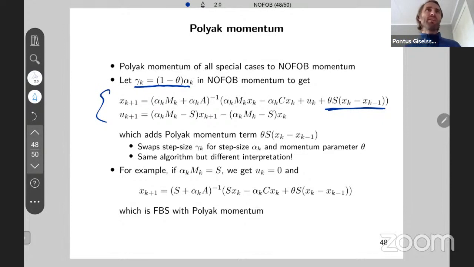So essentially for free, we also get all the Polyak momentum methods, where there have been lots and lots of papers trying to define and analyze those. And this is essentially for free with this involved analysis with NoFob momentum. So essentially we swap one step size gamma k for a step size alpha and the momentum parameter theta. And the algorithm is the same, but it's just a different interpretation in terms of Polyak momentum.